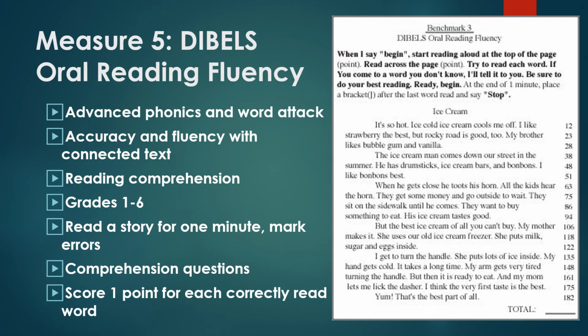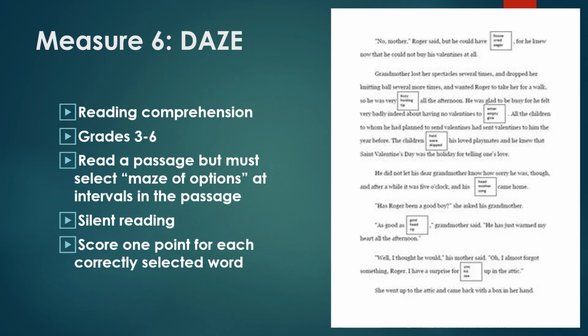DIBELS oral reading fluency tests advanced phonics and word attack skills, accuracy and fluency with connected text, and reading comprehension. The test is used for students from grade 1 up to grade 6. Students are given a story and asked to read it. They're told that if they're unsure of a word, it will be provided. They're given 1 minute to read, and examiners mark the number of errors made while reading. After completion, students are asked comprehension questions about the story they just read.